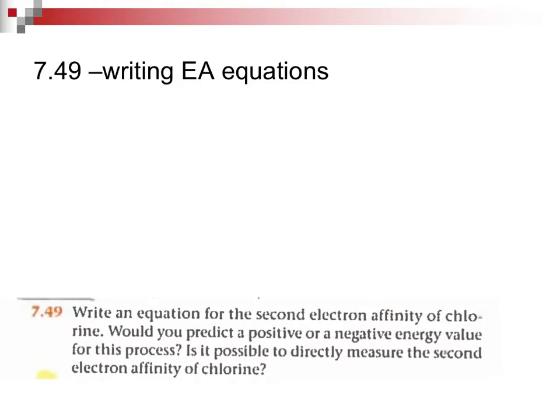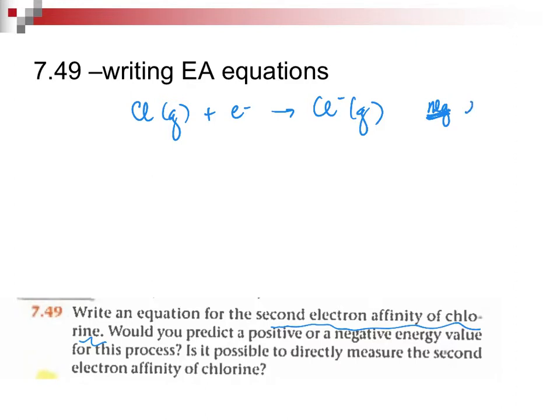Well, just like with ionization energy, you're going to be expected to write some equations. This homework problem says, write the second electron affinity of chlorine. So what I'm going to do is write the first one to start with. I will say Cl as a gas plus an electron makes Cl minus as a gas. And I know it would have a negative value because it's an exothermic process.